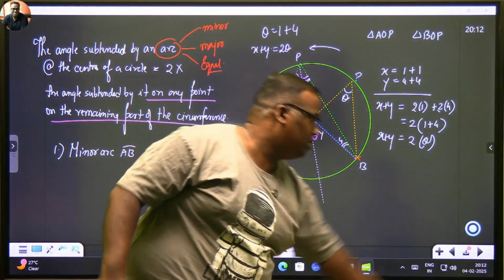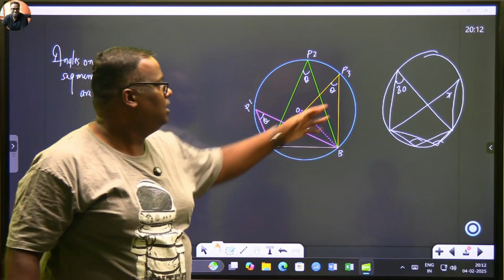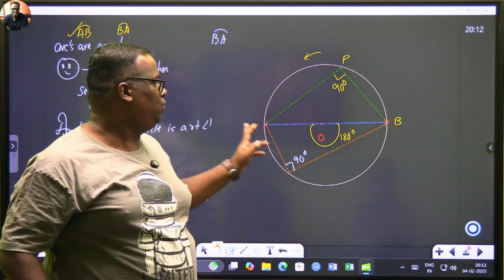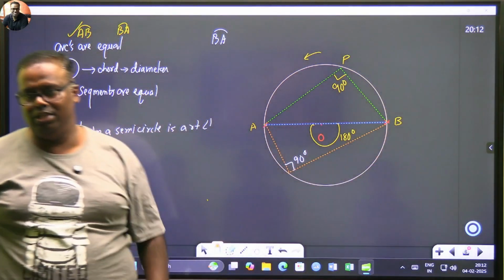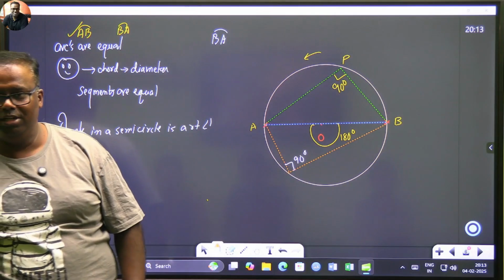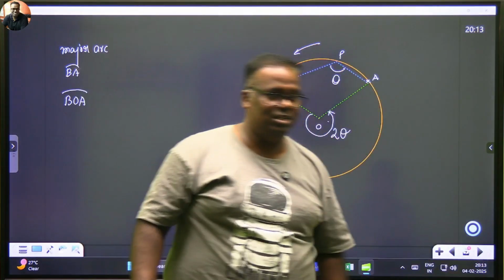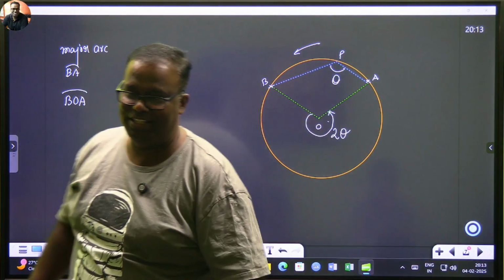Then I came down to a specific case. Next, if you have an equal arc, then you are making a diameter. Your chord is a diameter. Then the angle will always be a right angle: angle in a semicircle is a right angle. Third one is this. Actually, one more portion is still remaining. That is the tangent portion.